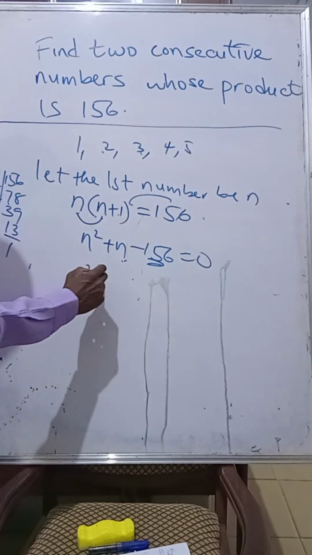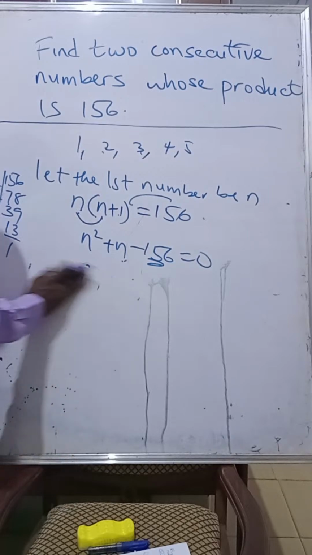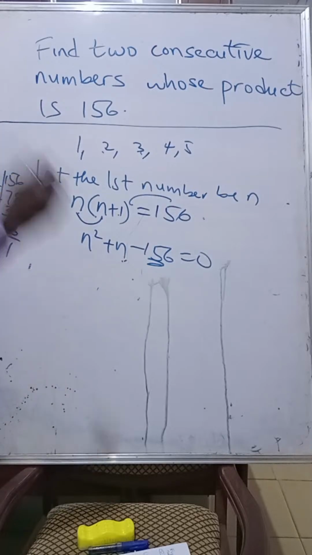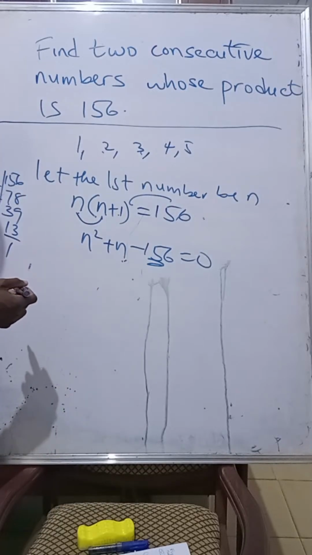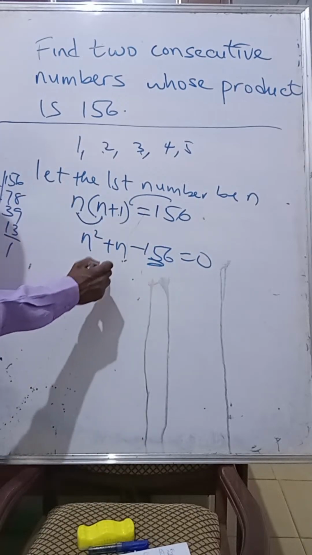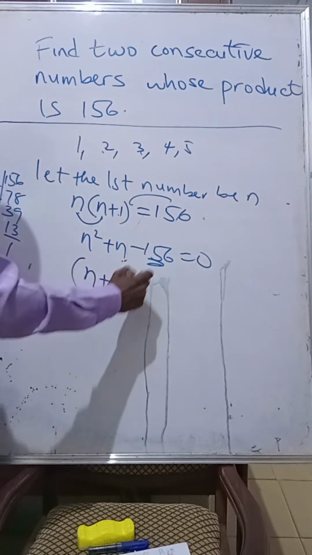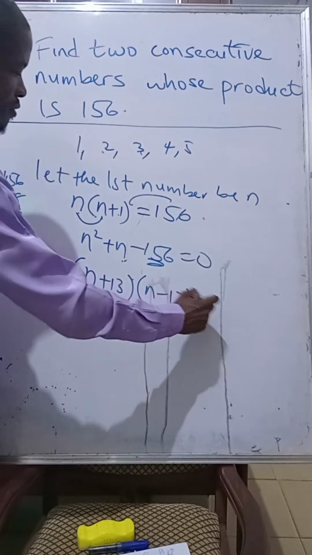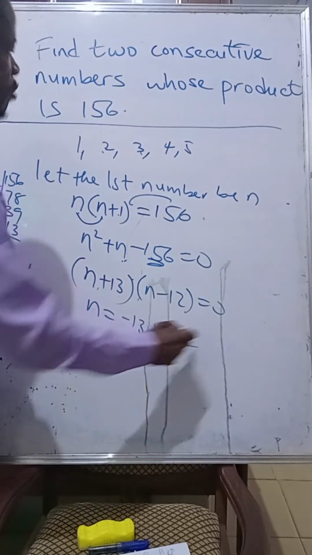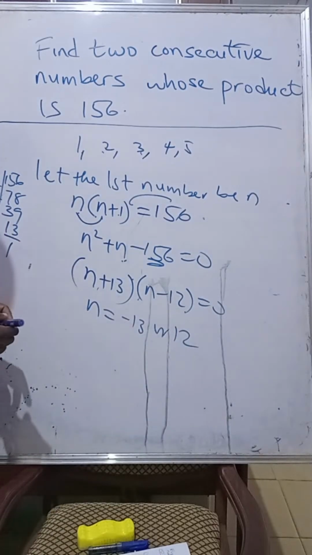That will be n squared plus... I don't even need to waste my time. I know the factors of 156 are 12 and 13. So that means I'm going to have plus 13 minus 12. That will be plus 13 minus 12. So n is minus 13 or 12. So that's that.